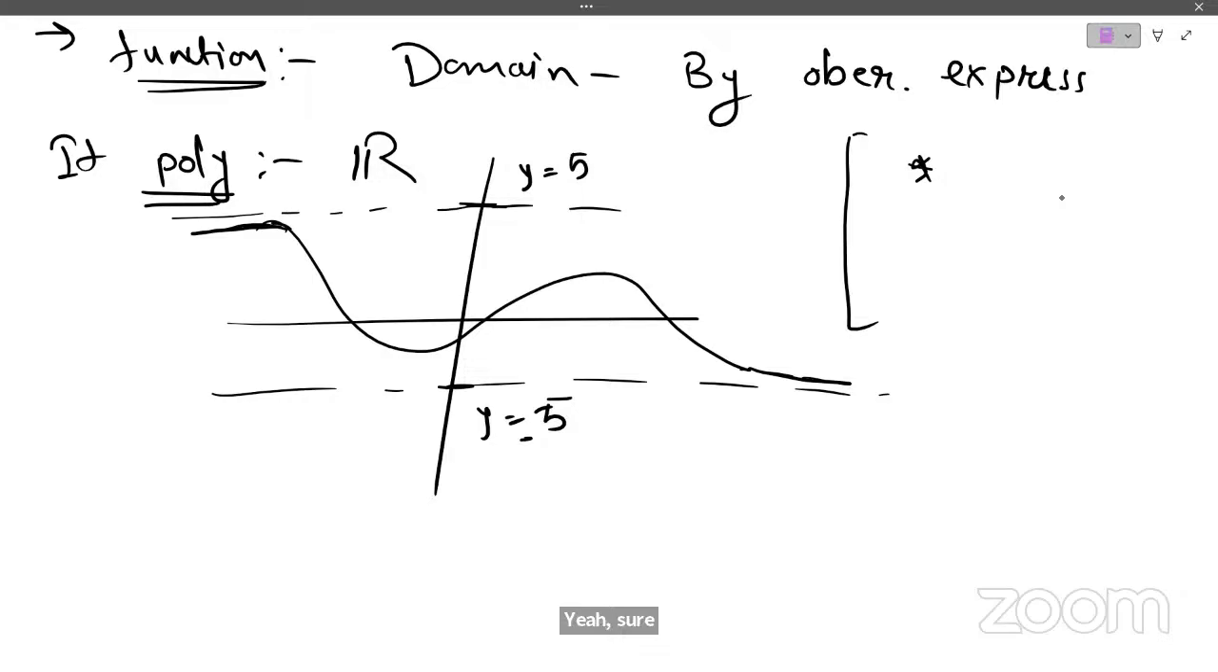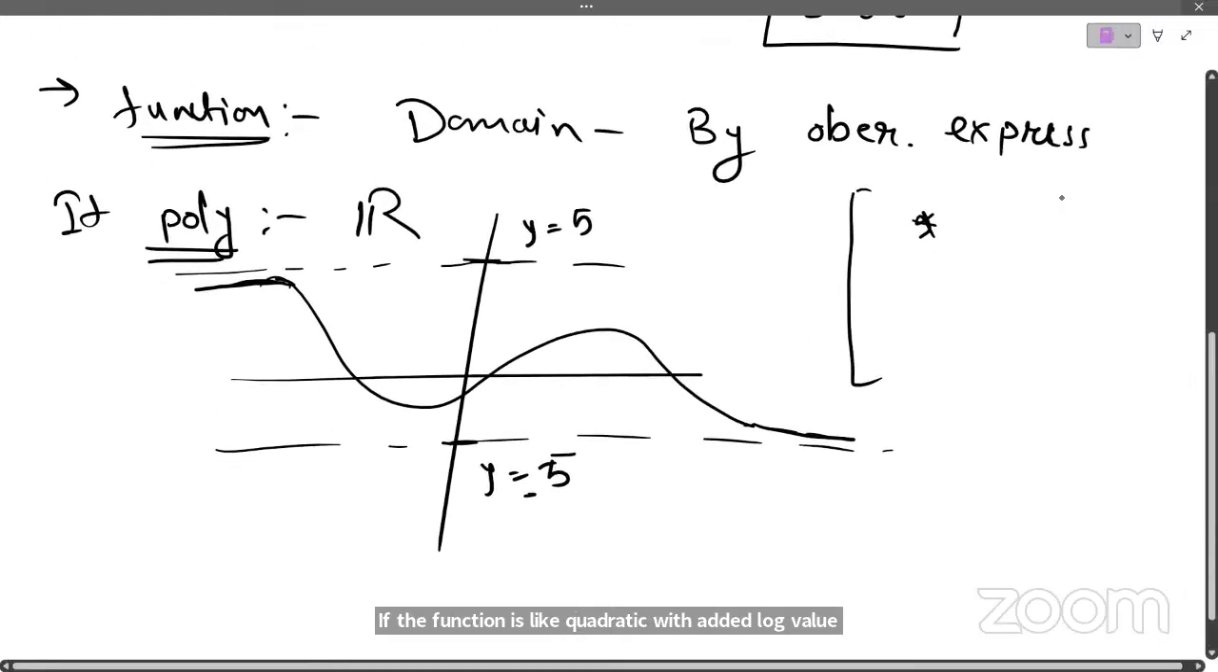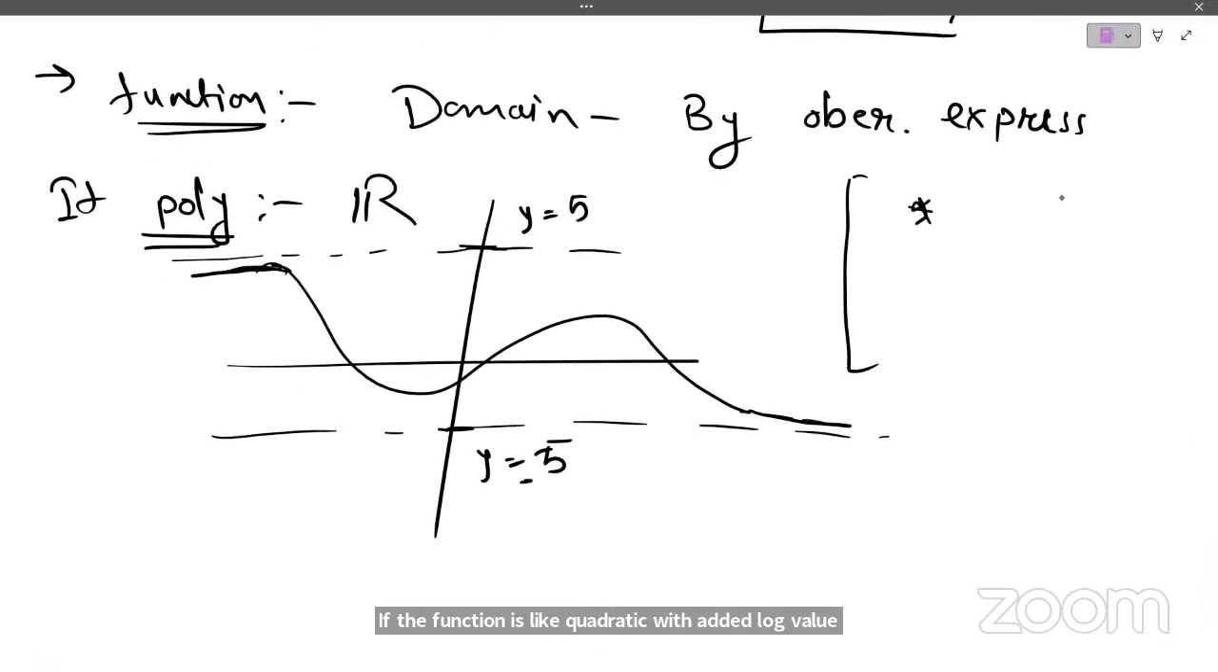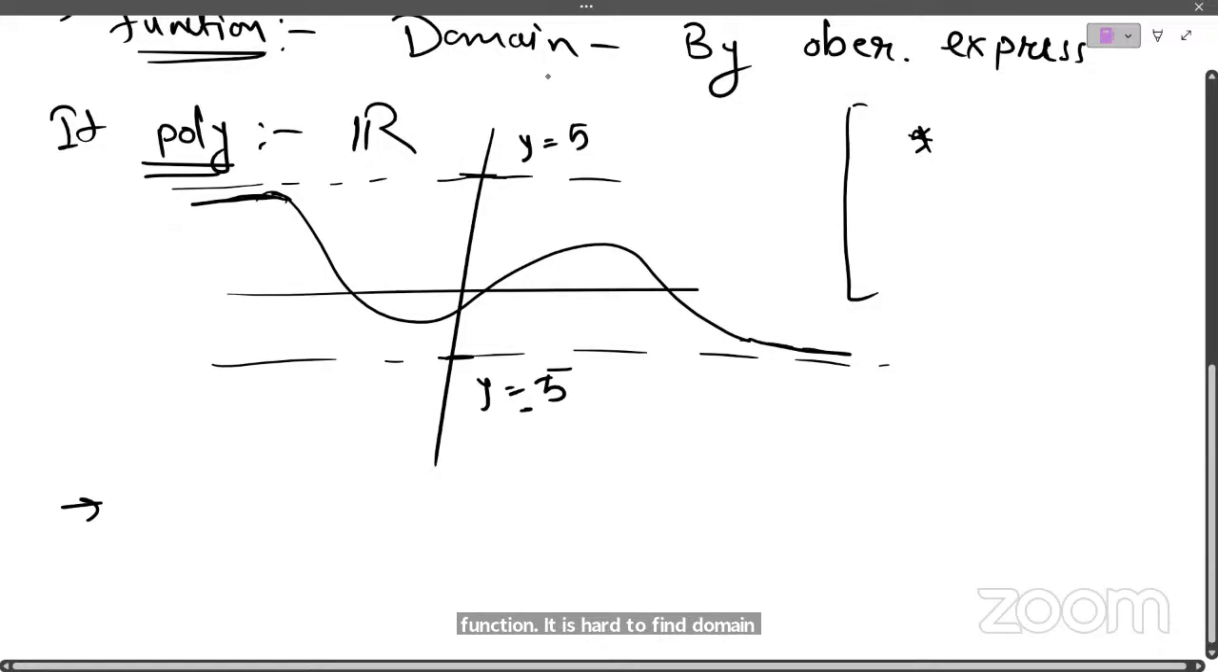You're clear with the domain of a composite function, right? Ma'am, you don't have any doubt? For a normal function, like even in logarithm, I'm able to find the domain, but if the function is quadratic with an added logarithmic function, it is hard to find the domain. Quadratic function, you mean which type of function? If it is a quadratic function, I can give you a question. Yeah, just give me a question.